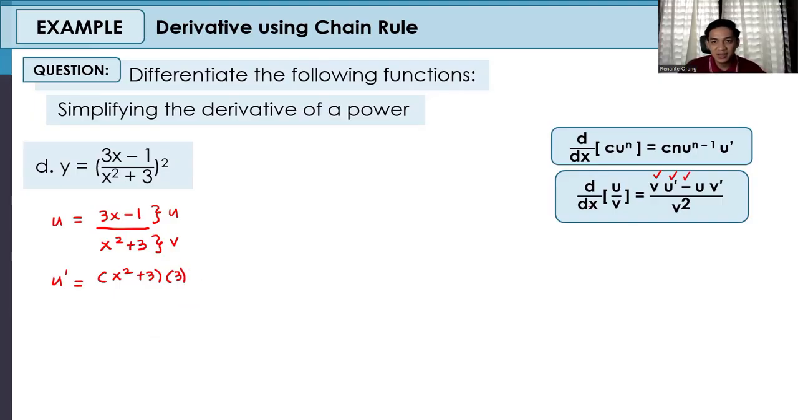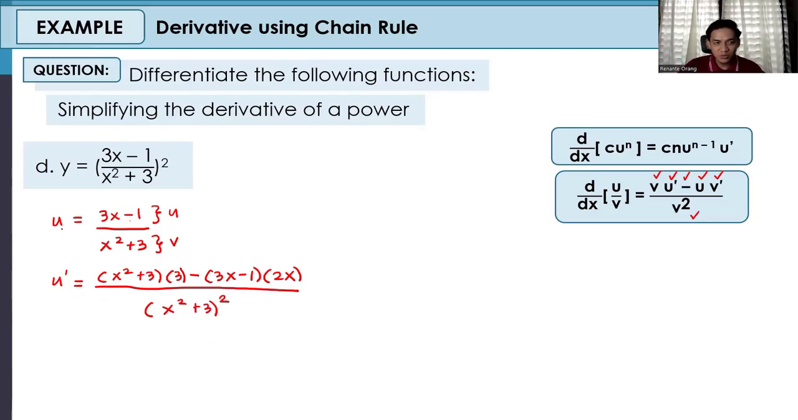Proceed to the negative, so minus. Then copy u. For this one, our u is 3x minus 1. Next is our v prime, meaning the derivative of our denominator: x squared becomes 2x and 3 becomes 0, so it is just 2x. Last, our v is squared. That is all divided by our v, x squared plus 3, then squared.